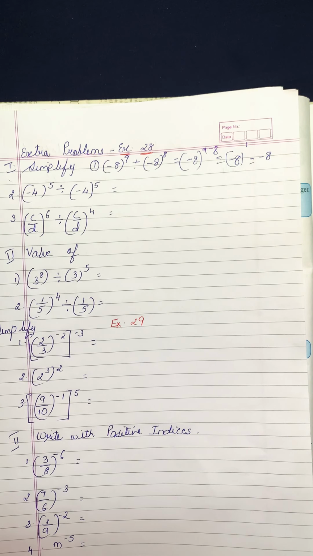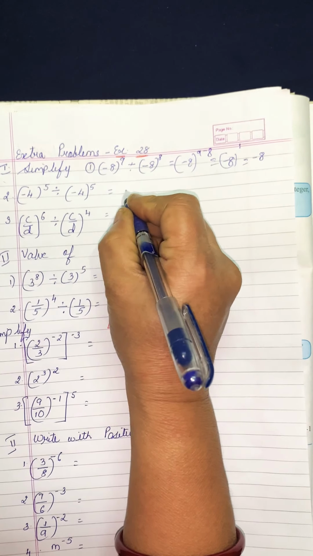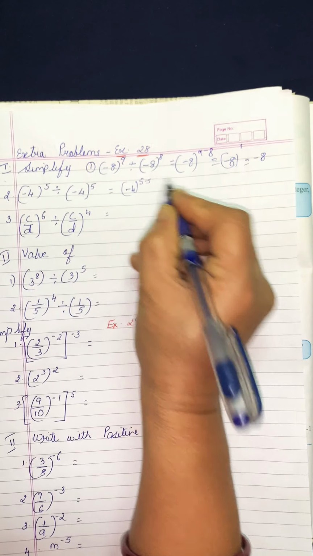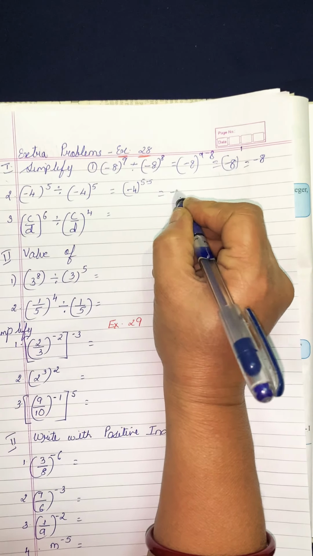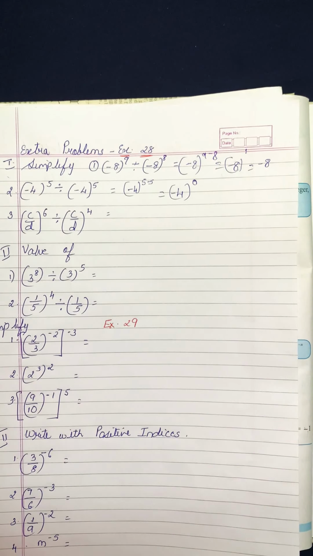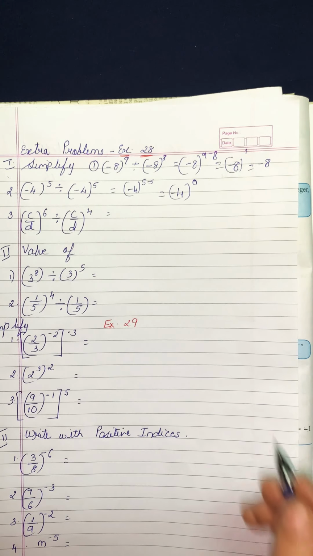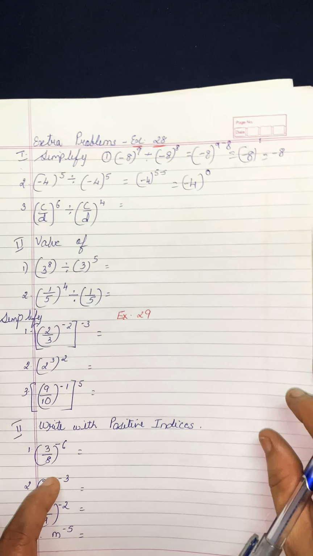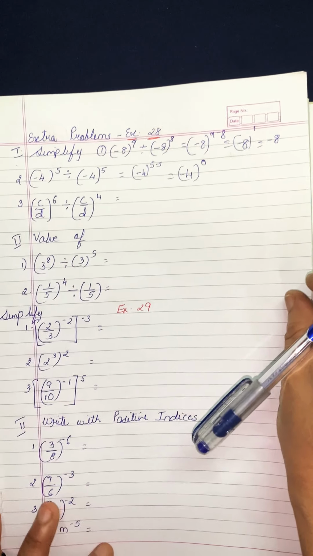Okay. Now second one is (-4) raised to 5 divided by (-4) raised to 5. So this is (-4) raised to 5 minus 5, that is equal to (-4) raised to 0. And anything raised to 0, the value is 1. Right. So this will be equal to 1. Understood?